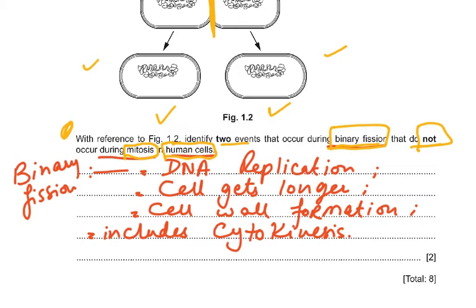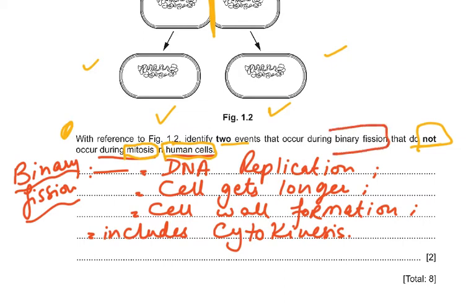Now, whenever there is a comparison, you must give me what you're talking about. Are you talking about binary fission, or are you talking about mitosis? If you do not write anything, now you can see here I've written binary fission. Why? Because if you do not write anything, we will assume it is the first one which you are comparing. So the first one is binary fission in the question. So I'm going to assume that you're talking about binary fission.